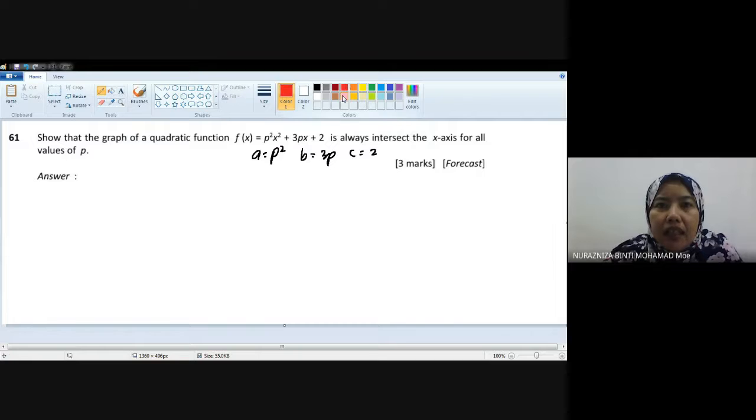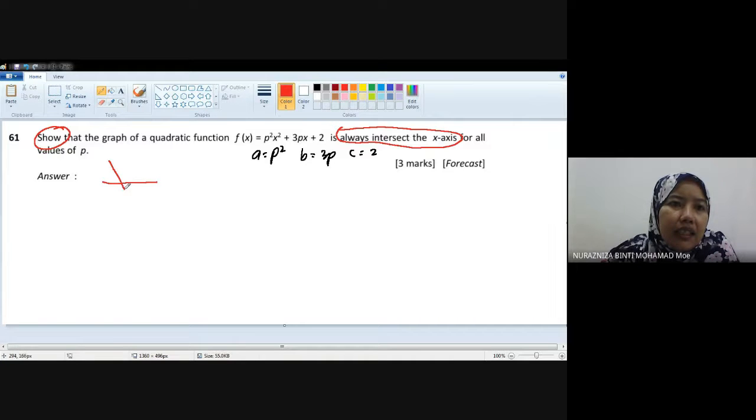So the keywords here: always intersect the x-axis, for all the values of p. The question asks you to show. If you want to show that the graph always intersects the x-axis, it means you want to show that the graph is like this or the graph is like this. Let's say we consider the value of a is positive, so we have a smiling graph. Alright? So if the graph is like this, b squared minus 4ac is greater than 0.